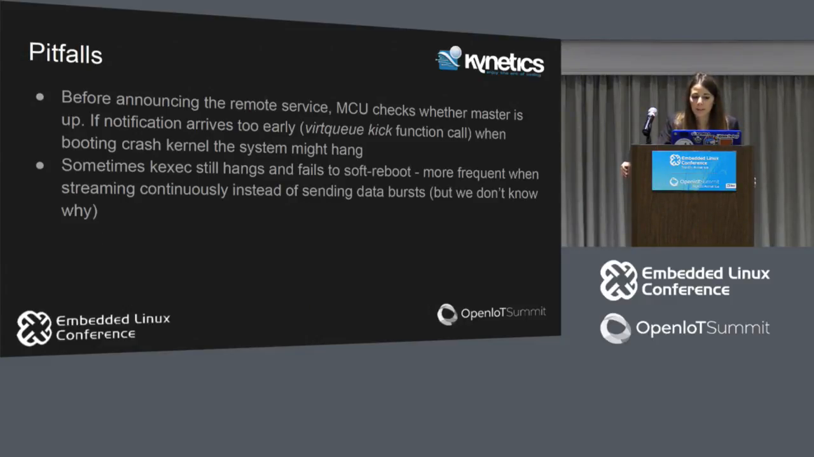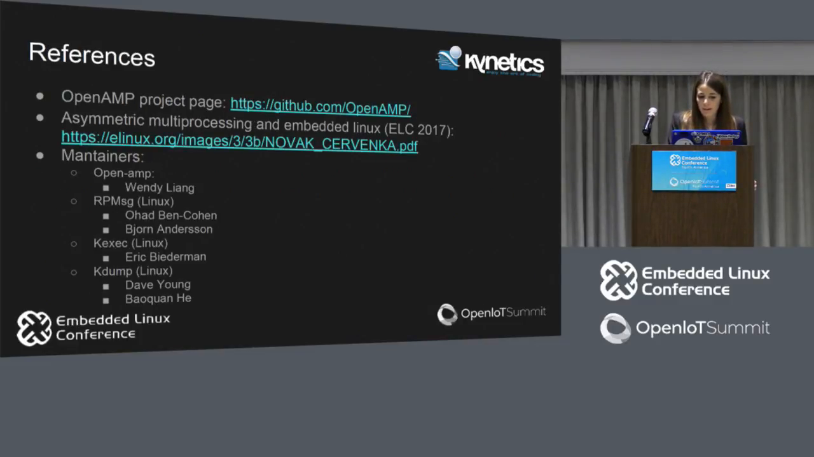And the other problem, which is a bigger one, is that KExec still hangs sometimes, and it happens randomly. It's really hard to debug, but we saw that it happens more frequently when the flow of data is continuous from the remote core to the master core. So I think that something's wrong with the interrupts that are arriving. If there are too many interrupts, the system might hang. But we will need to do some further investigation on this problem because it's hard to debug and we didn't solve it on time. So that's it.